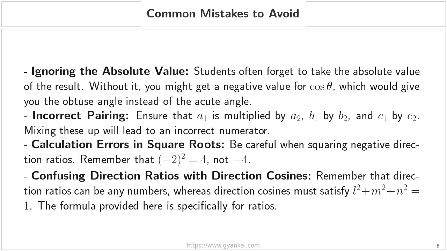Finally, don't confuse direction ratios with direction cosines. While they are related, direction ratios can be any set of numbers, whereas direction cosines must satisfy the condition that l squared plus m squared plus n squared equals 1. The formula we have been practicing today is specifically designed for using direction ratios. Keep these points in mind, and you'll be well on your way to mastering this topic.